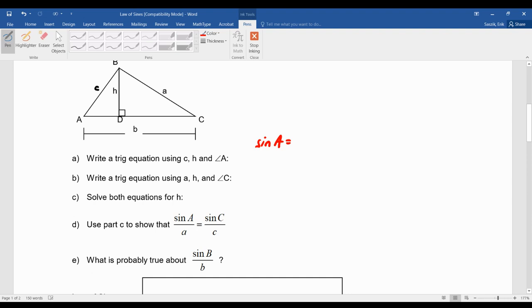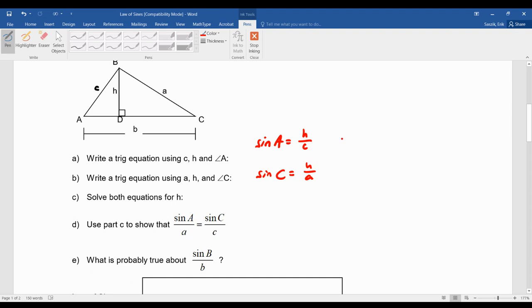So how about sine of A equals opposite over hypotenuse. So that's just using the triangle on the left. It says write a trig equation. Let's do the triangle on the right. Sine of big C equals h over a.